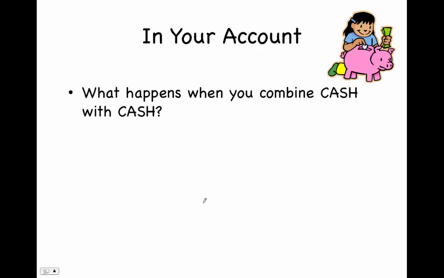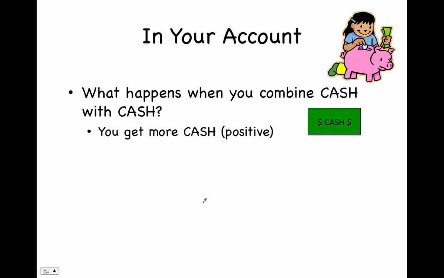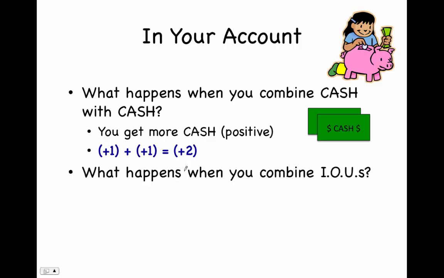So in your account, what happens when you combine cash with cash? Well, that's pretty obvious. You get more cash, positive. Okay, there we go, two bills. It's like saying $1 plus $1 equals $2. Positive 1 plus positive 1 equals positive 2. That makes sense. That's just the normal addition you probably first learned.